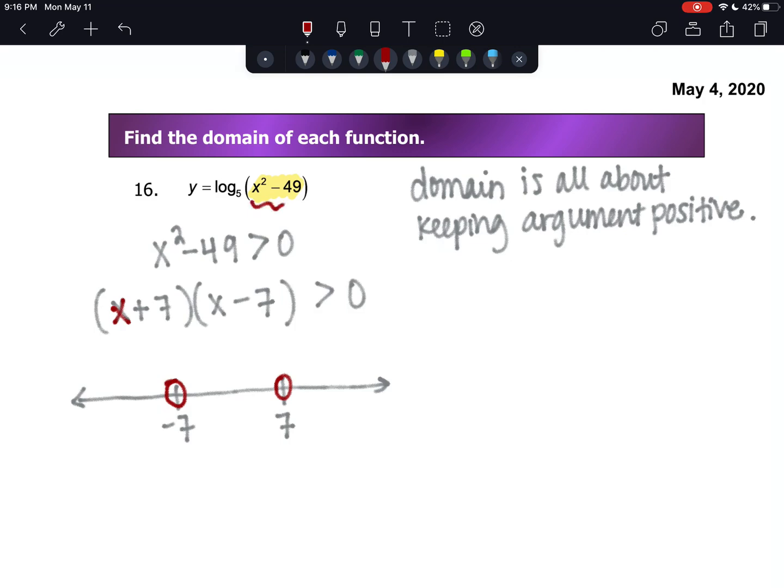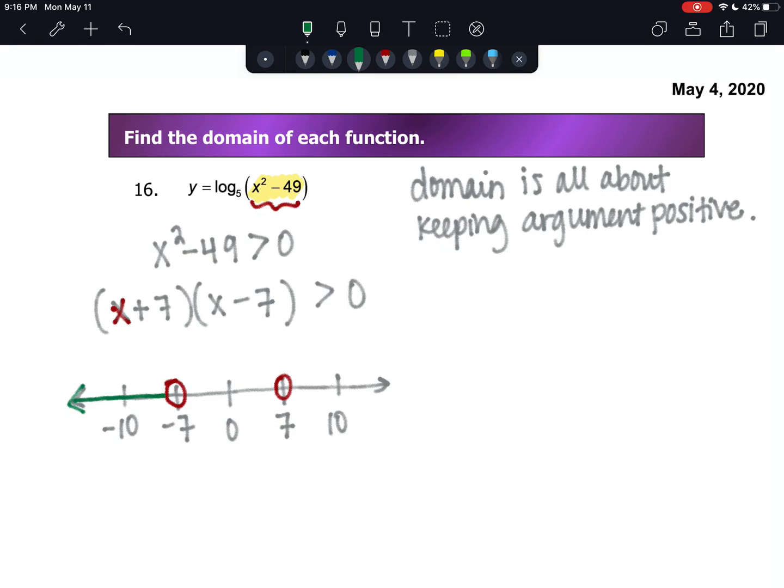If I put a -7 into my argument, I'm going to end up with 49 minus 49, and the argument can't be 0. It has to be positive. Now, if I put in a value in between -7 and 7, maybe a 0, will that work? If I put in maybe a -10, will that work? If I put a +10 in, will that work? We need to try each section.